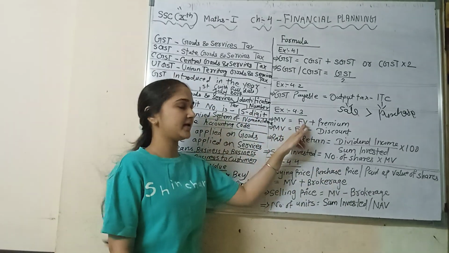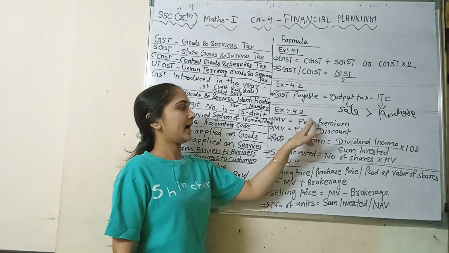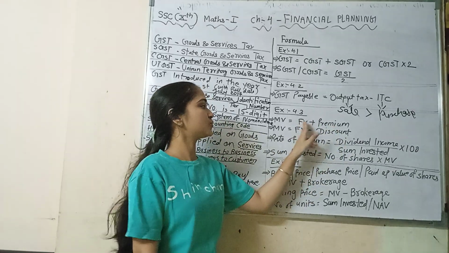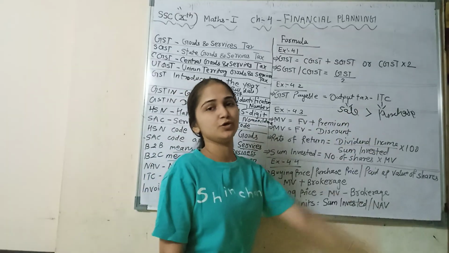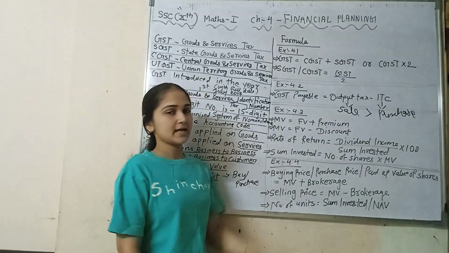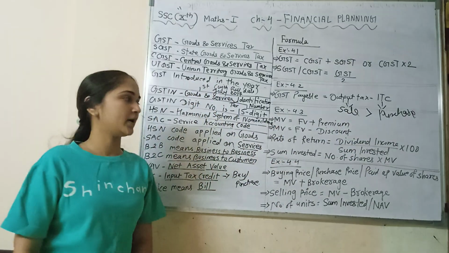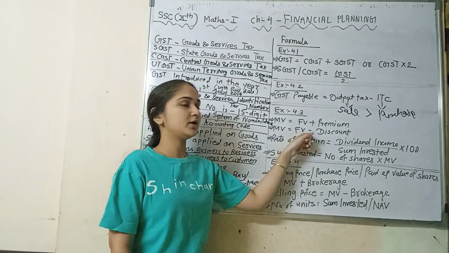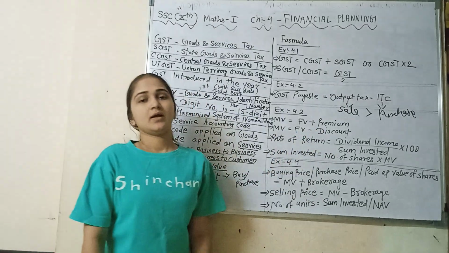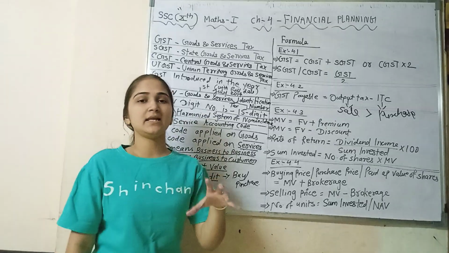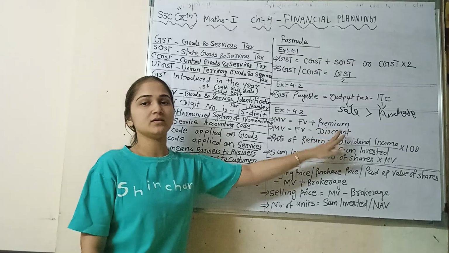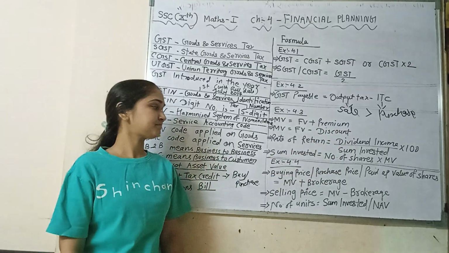If you assume that face value is ₹10 and they have a premium of ₹2, that means in total we get 10 plus 2 is equal to 12, which is MV. I hope you guys are understanding. Now the next one is MV is equal to FV minus discount. If the company is selling shares at a discount, then MV is FV minus discount.